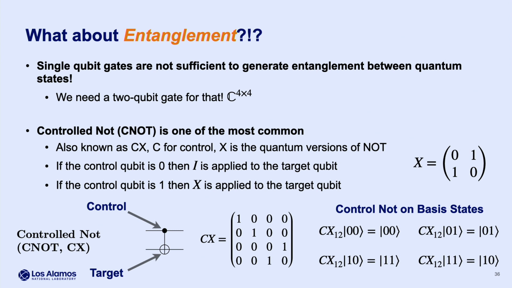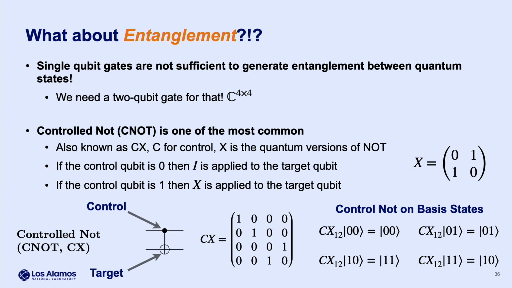So you start with 0, 0, which is not interesting, nothing happens. If the first qubit is 0, then it applies the identity gate. So 1 becomes 1. If the first one is 1, it flips the second qubit. So this one goes from 0 to 1, and this one goes from 1 to 0. So that's how you build entanglement.